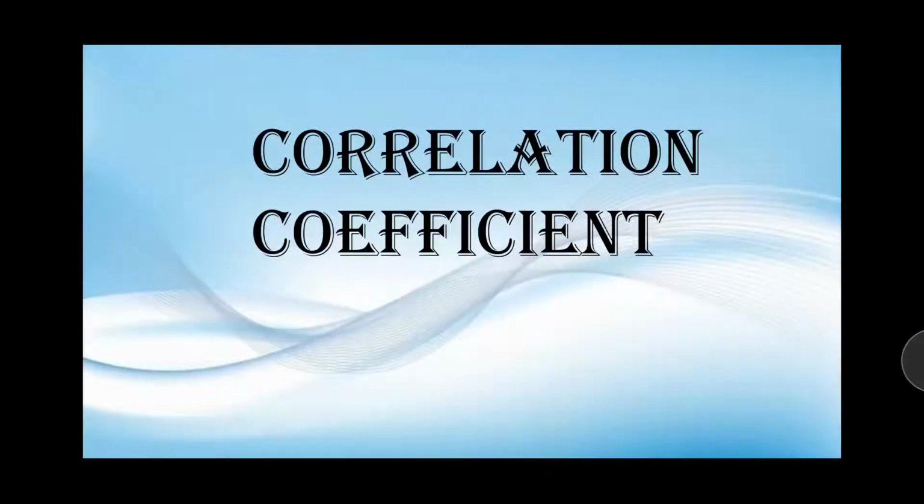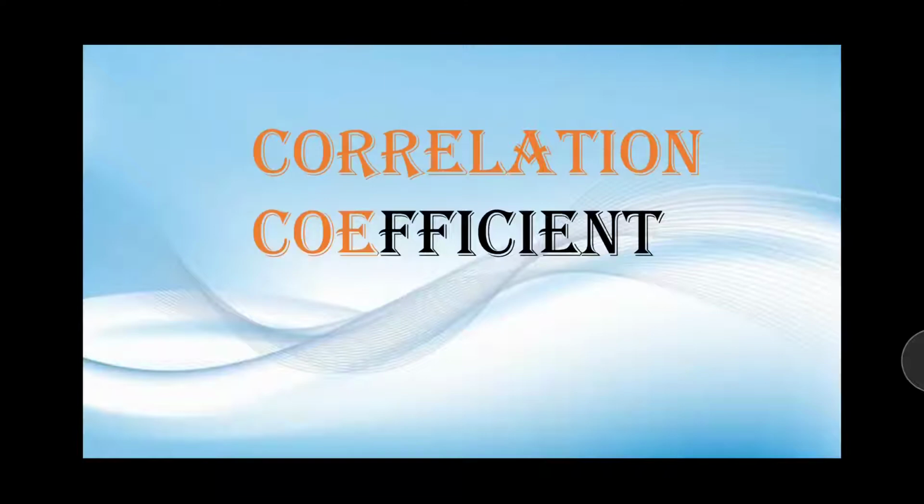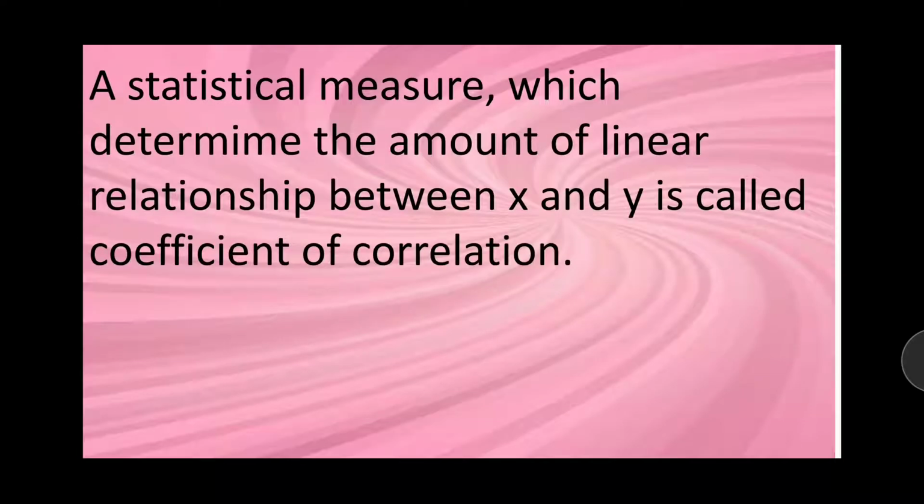All right, let's look at correlation coefficients. Correlation coefficients. Good. A statistical measure which determines the amount of linear relationship between x and y is called the coefficient of correlation. This shows the degree of correlation between the two variables x and y. It always shows the relationship between x and y.